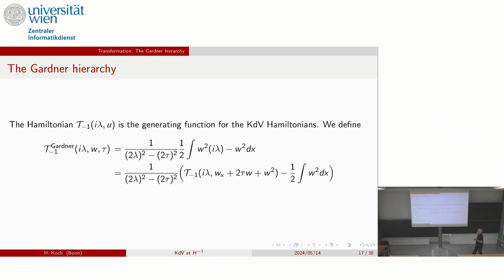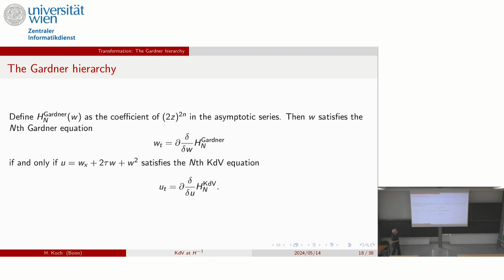So what do we do there? Well, we define this T-1 Gardner as a generating function for Gardner Hamiltonians. And then I present you some of the results, for which I don't want to give the calculations or the arguments. But the upshot is that if you do it in this fashion, and you get the Gardner Hamiltonians as the asymptotic expansion and so on, then solving KdV is equivalent, at least for sufficiently regular functions, to solving the Gardner hierarchy, the equations of the Gardner hierarchy.